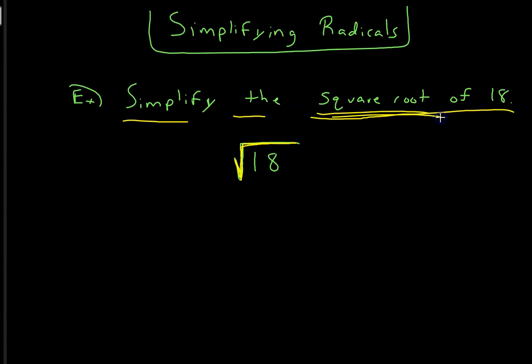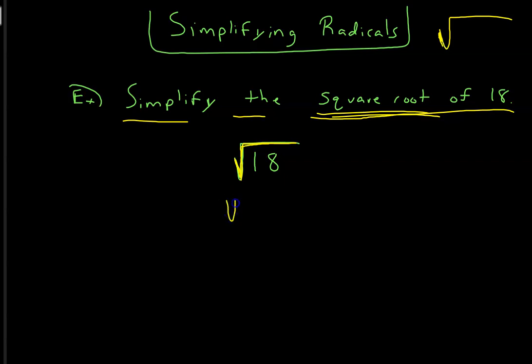The square root is basically this symbol, and it looks like a division symbol with a little kickstand next to it. So that means square root. So it says the square root of 18. So to find the square root of 18, basically what you want to do is this.